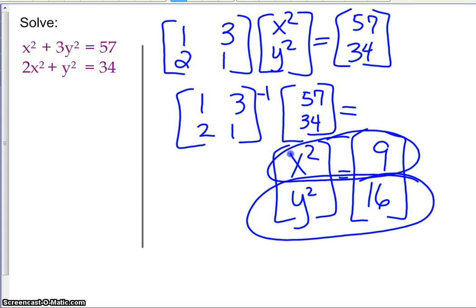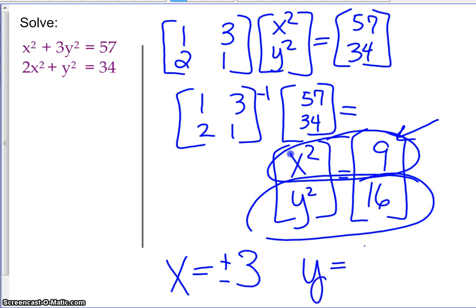But to solve this, we'd have to say, if x squared is 9, what is x? Well, x could have been a positive or a negative 3, because negative 3 times negative 3 would give us 9, and positive 3 would give us 9. Y, same thing. Y could have been a plus or a minus 4. So we found for this problem that x is positive or negative 3, and y could be positive or negative 4.